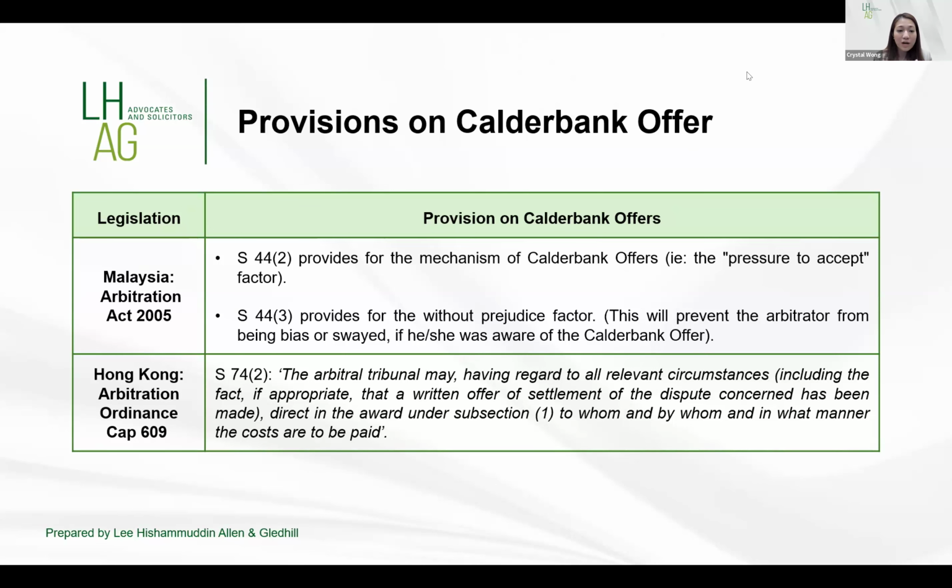In relation to the Hong Kong Arbitration Ordinance itself, there is a specific reference to settlement under Section 74(2), which provides discretionary power to the arbitral tribunal in apportioning the cost of arbitration. And the words used here are that the arbitral tribunal may, having regard to all circumstances, including that written offer of settlement, direct in the award itself to whom and by whom and in what manner the costs are to be paid.